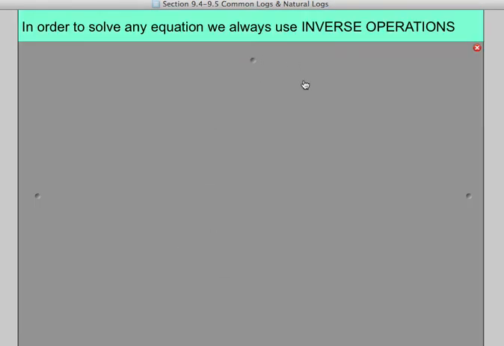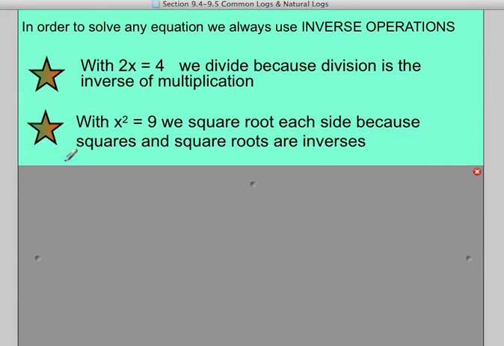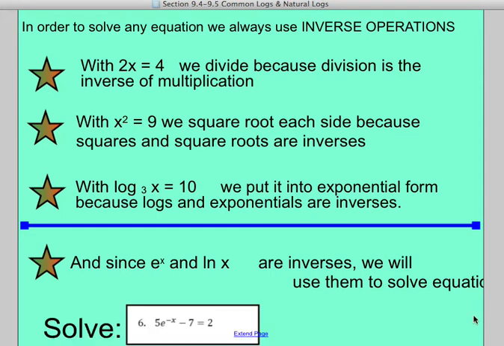All right, so we're going to be solving some equations. Remember, we do this by always using the inverse operation. So here's an example. With 2x equals 4, we divide because division is the inverse of multiplication. Because we have 2 times x, we would use division. Here, with x squared equals 9, we use the square root because squares and square roots are inverses. With log base 3 of x, we put them into exponential form because logs and exponentials are inverses. And I've already touched on this, but since e to the x and natural log of x are inverses, we will use them to solve equations. We will use them to undo one another.